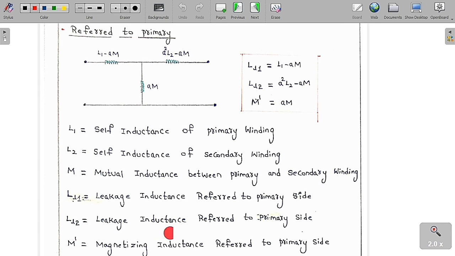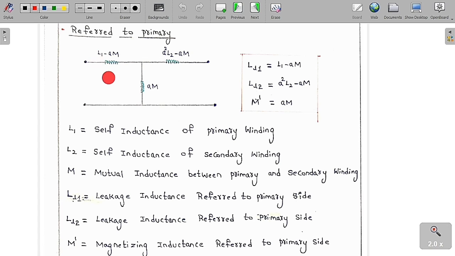Similarly, L2 dash is called the leakage inductance referred to the primary side, which is simply A square into L2 minus A into M, where A square is N1 by N2 whole square. Here you have to use A into M. So this is L1 minus A into M, A square into L2 minus A into M, and this is A into M. This is the important form that you always have to remember. M dash, which is A into M, is called the magnetizing inductance referred to the primary side.